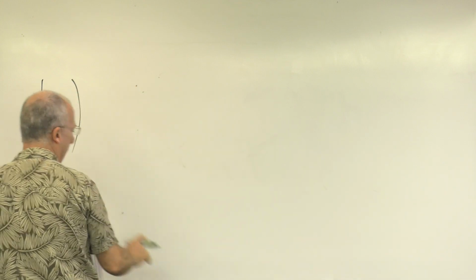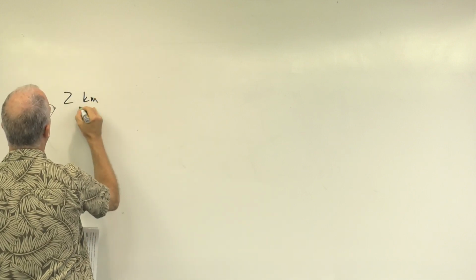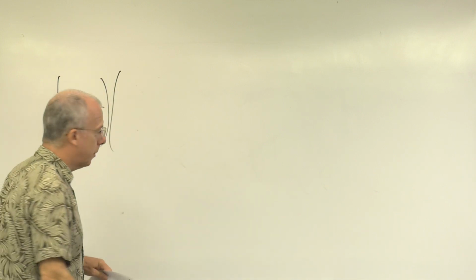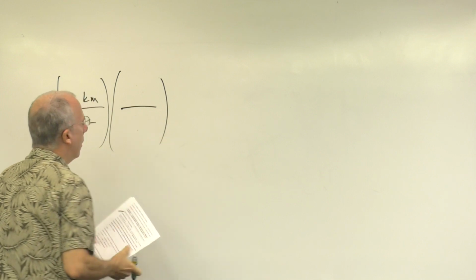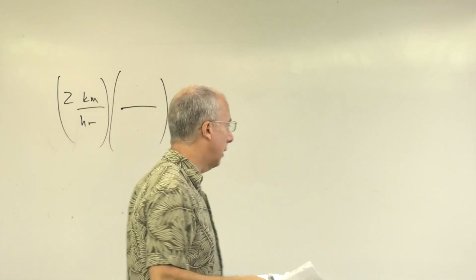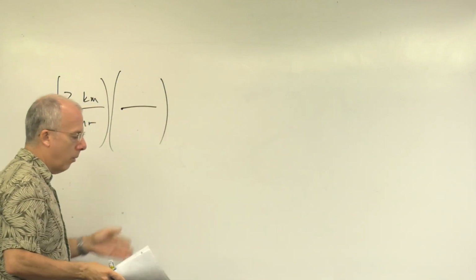So let's say I have 2 kilometers per hour, and I want to convert that to meters per second. Well, you know, in math, you learn that if you multiply something by 1, it's okay. It doesn't change anything. So that's all we're going to do: multiply things by 1. And we'll do it one at a time.